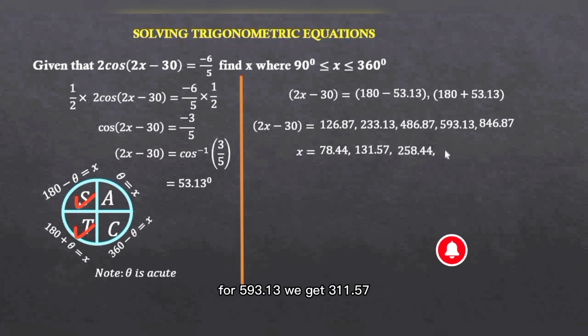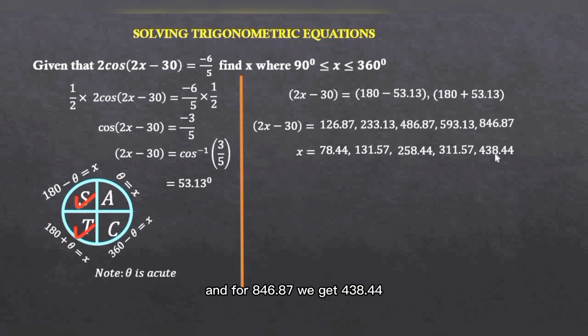For 593.13, we get 311.57, and for 846.87, we get 438.44. Now, looking at this list, we realize that not all the values are as per this range here.